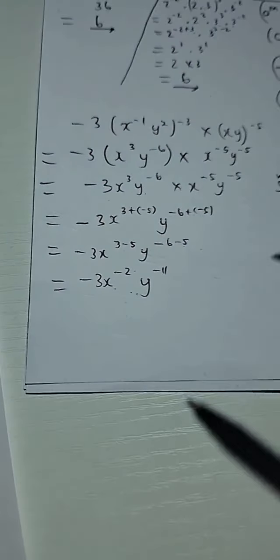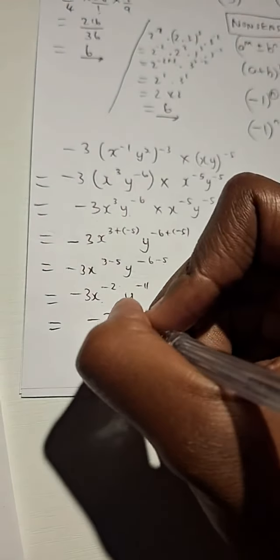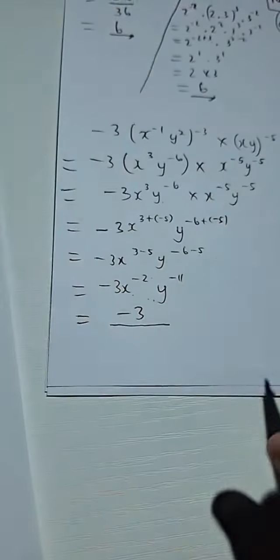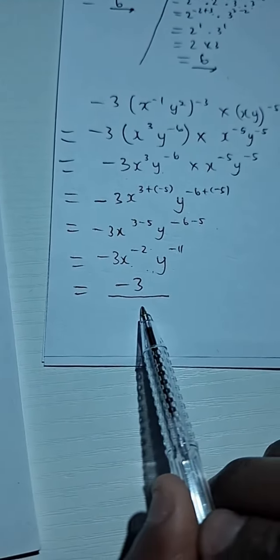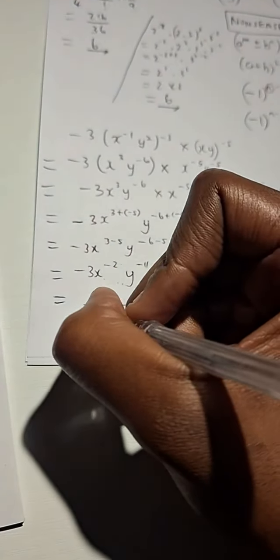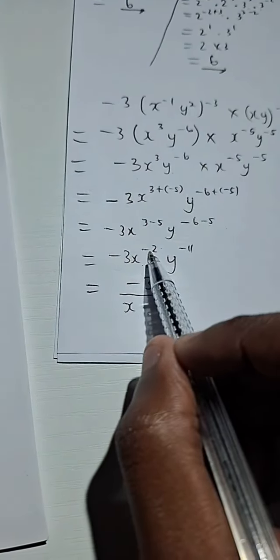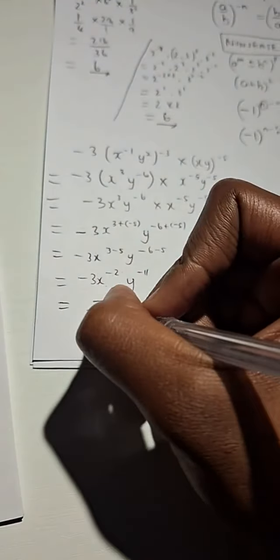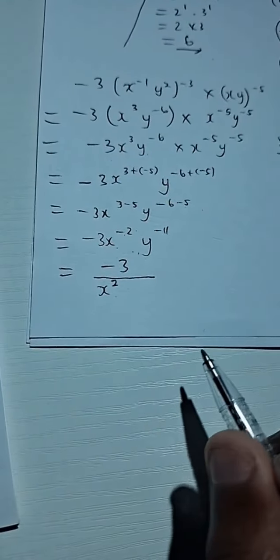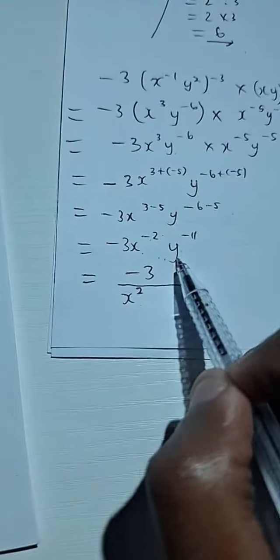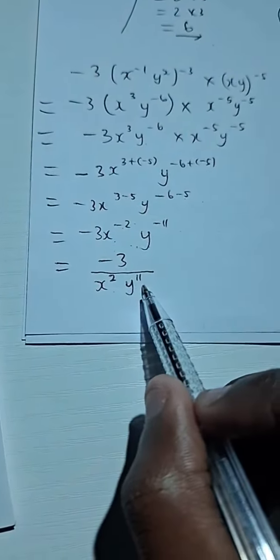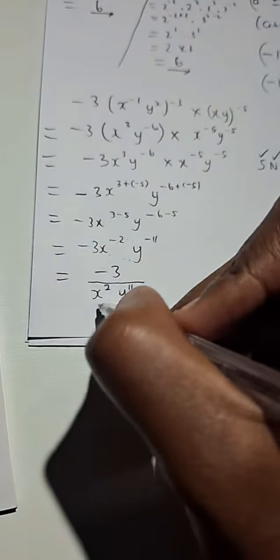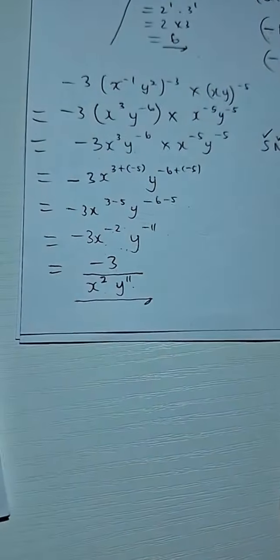So what we see here is that this -3 remains in the numerator alone. This x and this y are going to go to the denominator, both of them. So that means the x, since it's raised to a negative exponent, goes to the denominator, then it gets raised to a positive exponent too. This y is also raised to a negative exponent 11. It goes to the denominator. It gets raised to a positive exponent 11. So this, guys, here is my final answer.